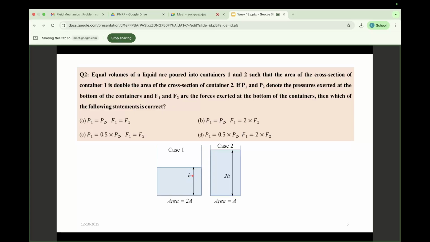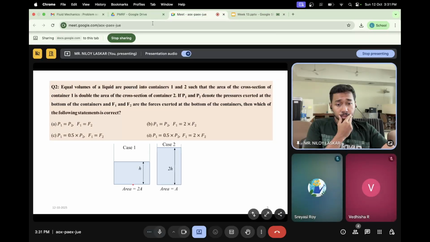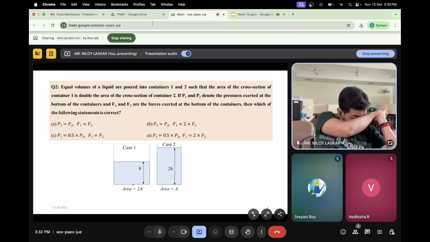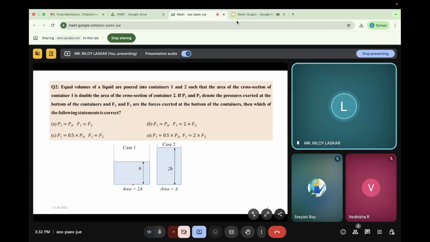Say it is at height h. If I have to calculate pressure, what is the pressure at this point at atmosphere? It should be zero. We assume this as a reference, so it should be zero. So the pressure at the bottom should be 0 plus rho g into h. Please try to solve this one. I am giving you 2 minutes for this.